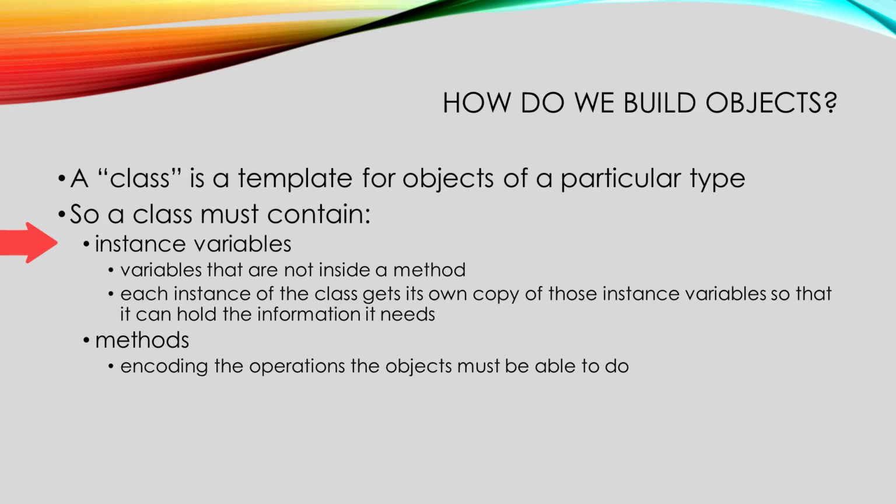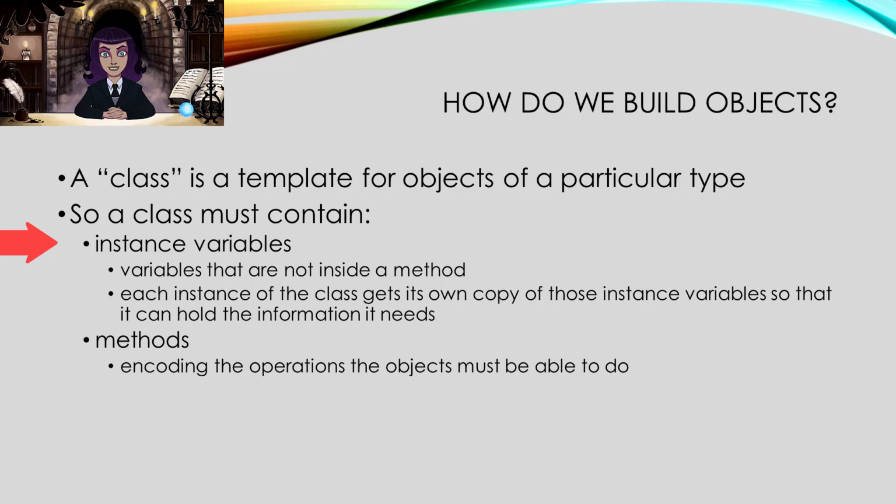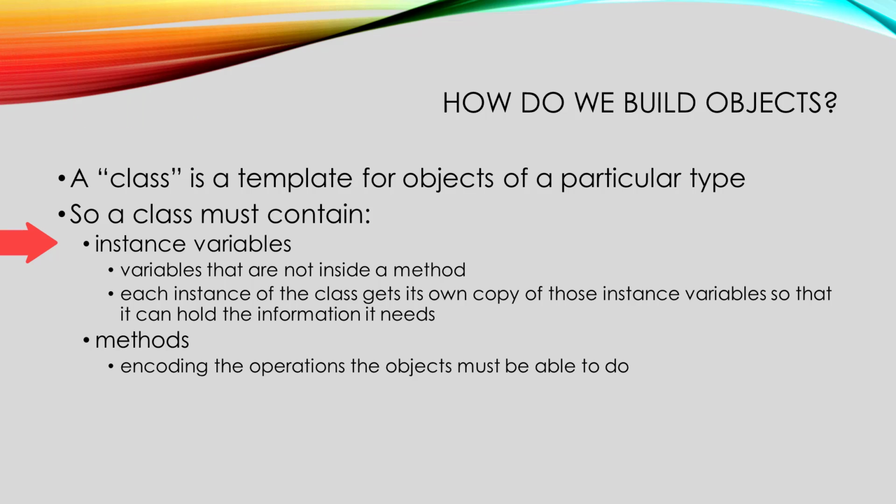We code the things the objects need to know in instance variables. An instance variable is a variable that is declared outside of any method. When we declare them this way, each instance of the class gets its own copy of those variables. So the alien class would have an instance variable that can hold a weapon. Each object, each alien in the system, gets its own copy of that variable. So one could hold a ray gun, while another holds a flamethrower. Nice example. That's how we code what an object needs to know.